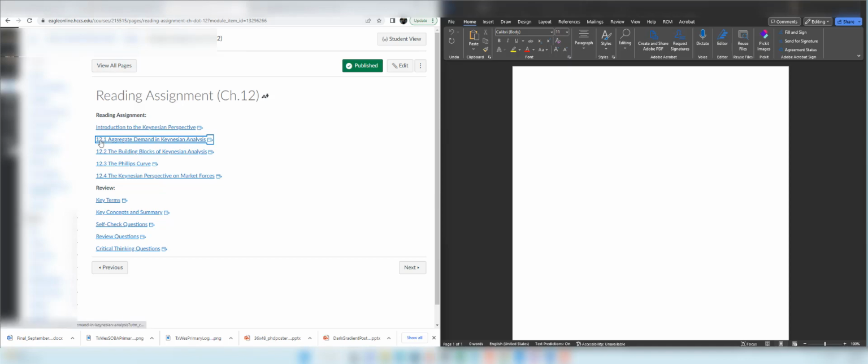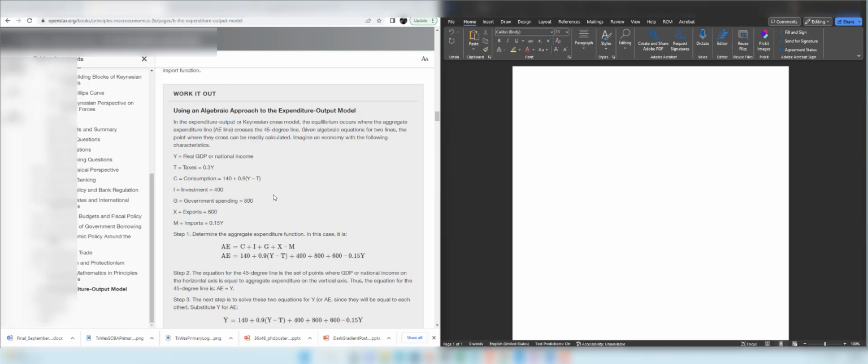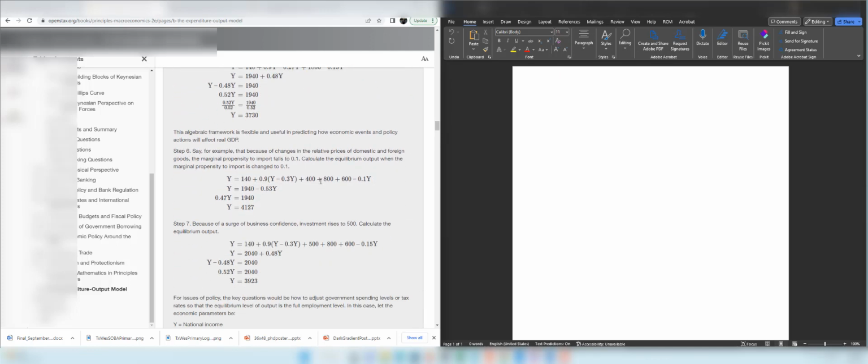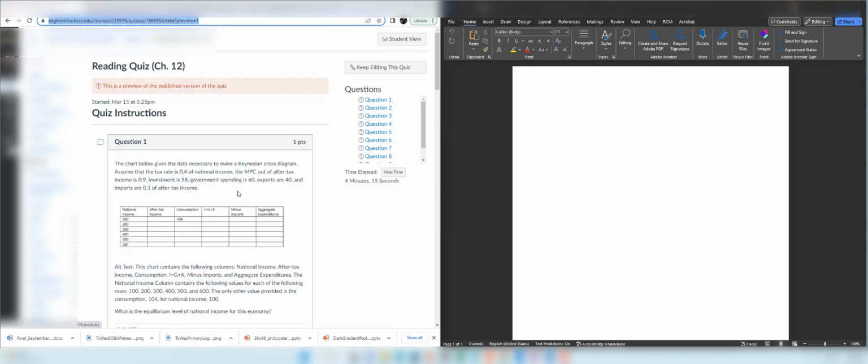First go to the first one, 12.1, and then you will find an appendix called the expenditure output model. Once you click on this, you'll find an example to solve expenditure output models that will help you to solve this kind of questions. In the exam, you'll be responsible for the multiplier model, but you're not going to solve any expenditure output model. First, read the question and then find out the answer.